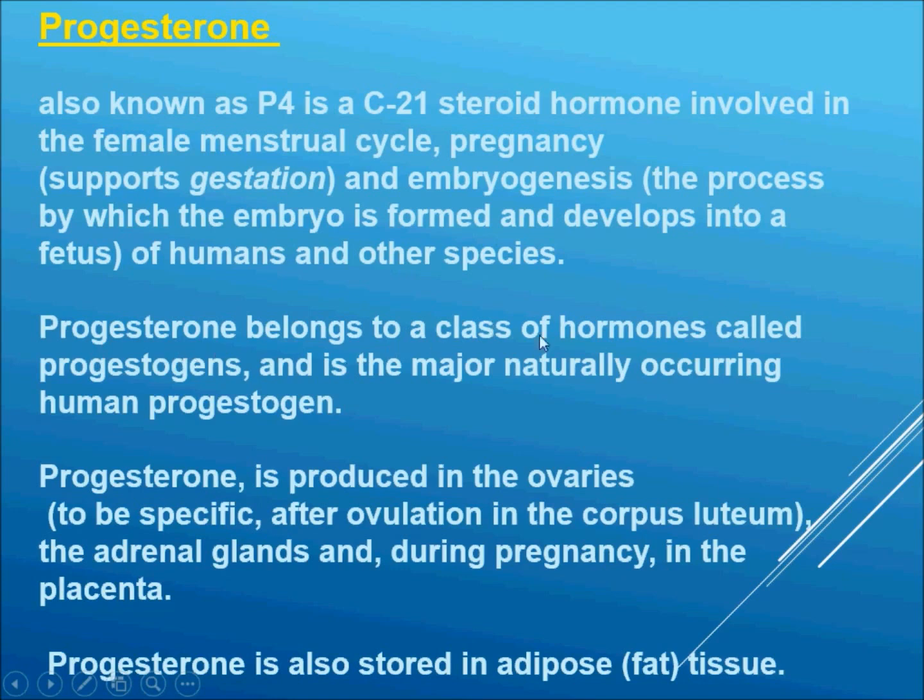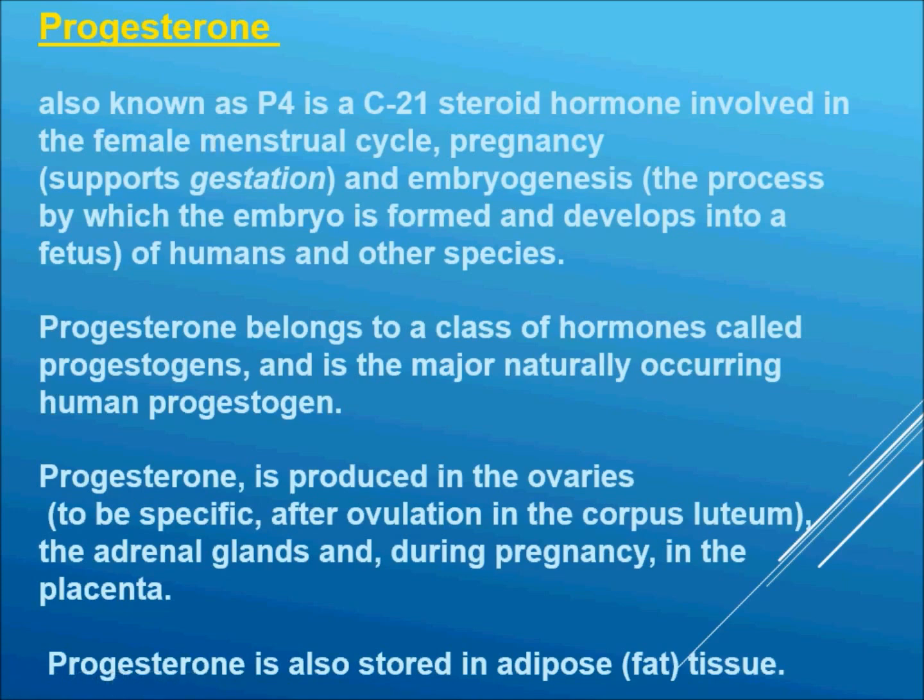Progesterone belongs to a class of hormones called progestogens and is the major naturally occurring human progestogen. Progesterone is produced in the ovaries, to be specific, after ovulation in the corpus luteum. It also helps during pregnancy. Progesterone is also stored in adipose tissue. Or you can say that progesterone is a progestational hormone that maintains pregnancy.